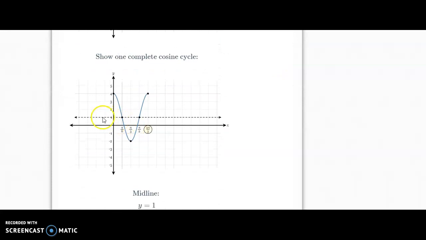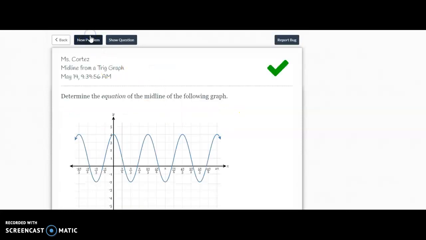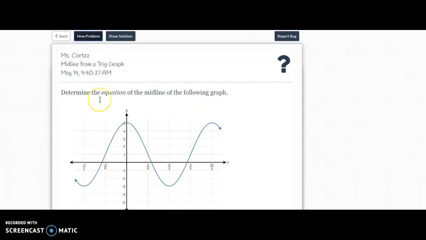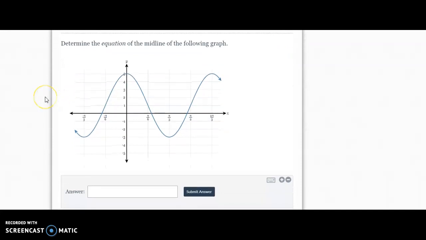Let's see if we can see it right here. Here's the line, the dotted line right here. It tells us that is the midline, y equals 1. Let's try one more just to make sure we got this. Try this one on your own before I go over it.